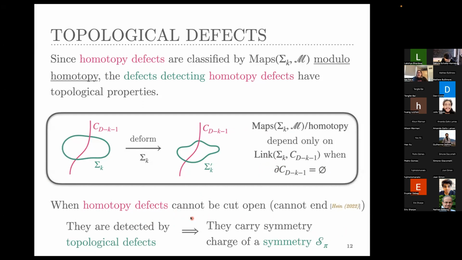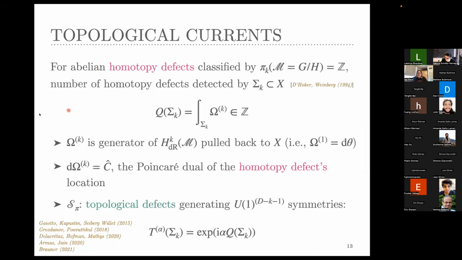Okay. And there's a simple class of examples like this known. So if you have very simple homotopy defects, I'm calling them abelian homotopy defects because all their homotopy groups are abelian. There's nothing subtle going on with the topology. And furthermore, all the homotopy groups will just be Z's, okay? When this is the case, the number of homotopy defects detected by some K submanifold is just given by integrating some K form. Now this K form has some general definition. It is the generator of the Kth de Rham cohomology of the order parameter manifold M pulled back to spacetime.